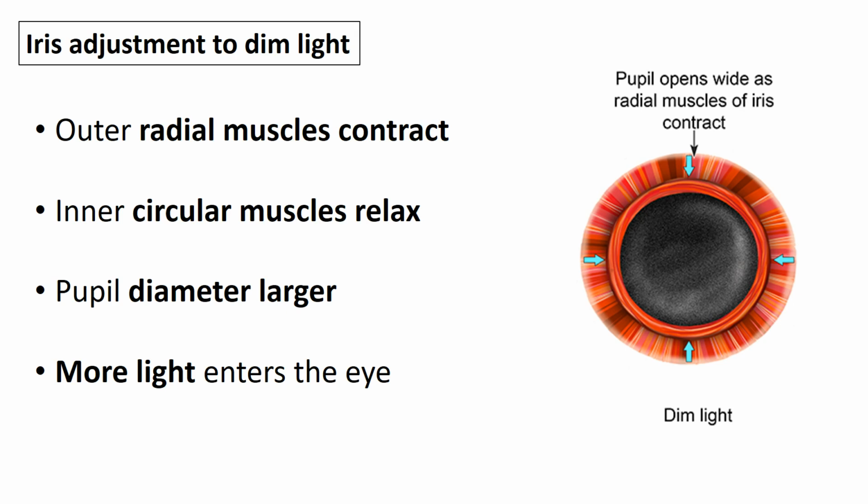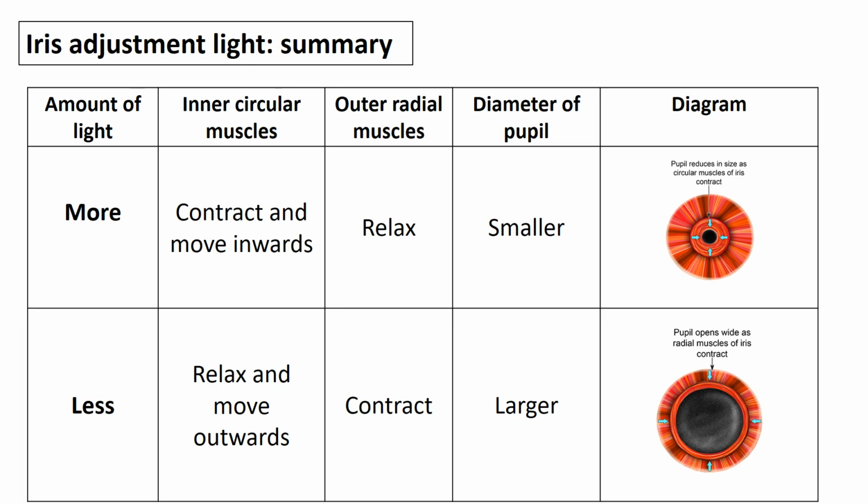Obviously you want a bigger pupil to get in more light, so you can detect that by your retina. Again, there's quite a nice little summary here. When there's more light, the inner circular muscles contract, which means they'll move inwards. Outer radial muscles relax and the pupil diameter is smaller. Less light, those inner circular muscles relax and move outwards. Outer radial muscles contract and the pupil diameter gets larger. So learning that summary, if you're asked to describe how the iris works, you should be able to put those into words.